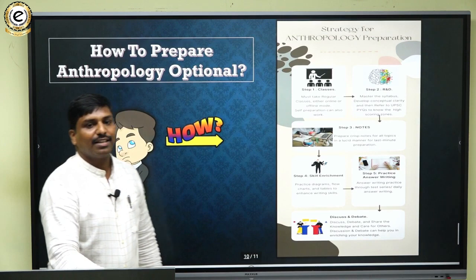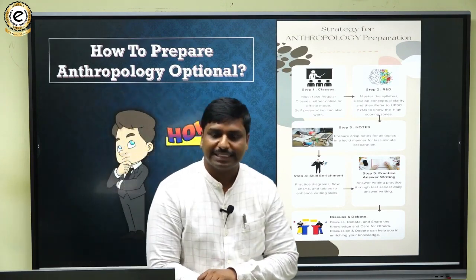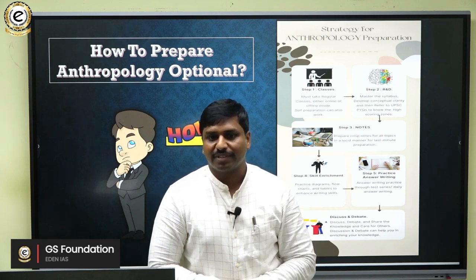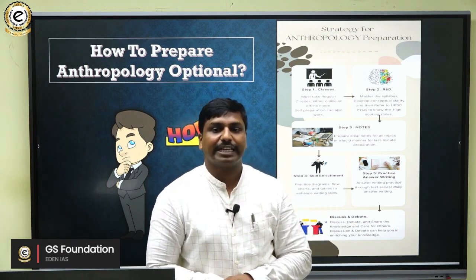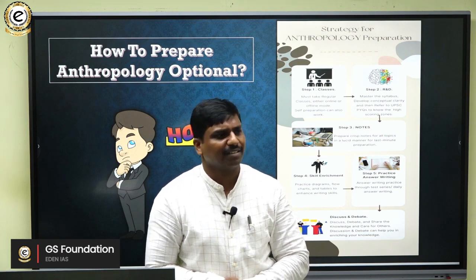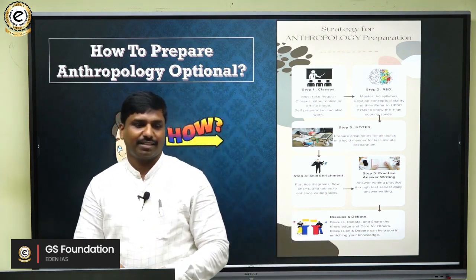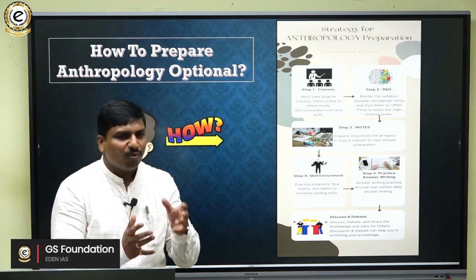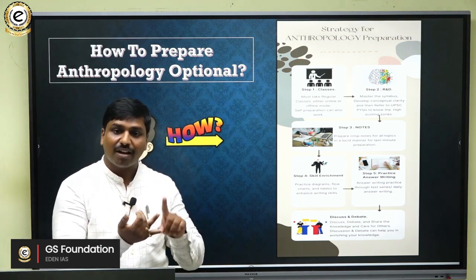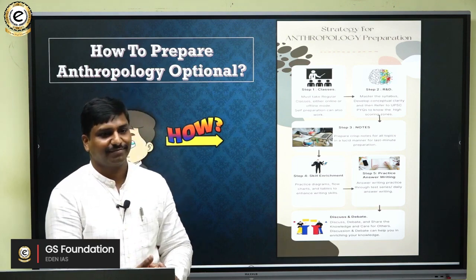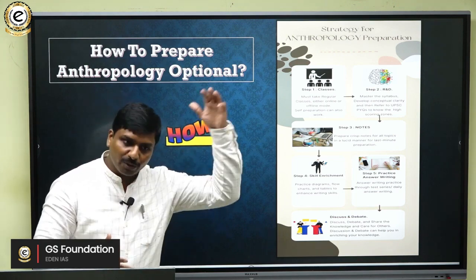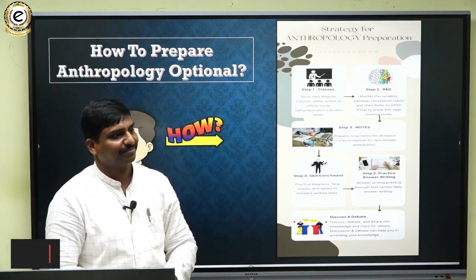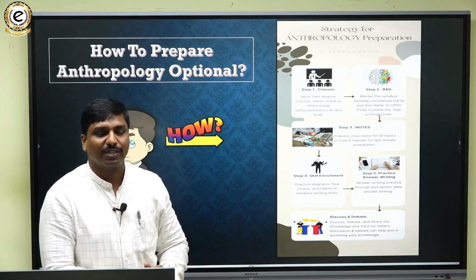Now, how to approach. In order to get proper orientation, the first thing is that you have to go for regular classes. Mostly people think they may cover it through self-study, but the problem is that you have to know what to read, where to read, how to read, and how much to read. If you sit and read continuously, you will go on reading. There are so many books available and you don't know how much to read. So in classes, we will be focusing on all these things.